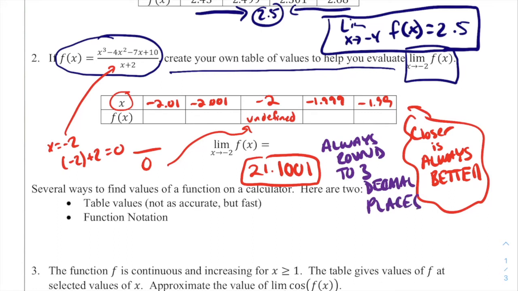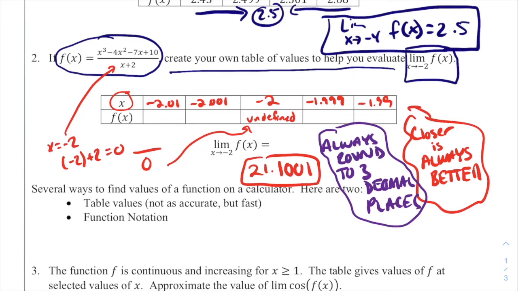We always round to 3 decimal places in AP Calculus. And this is a standard on the AP exam. We're going to need to do this all throughout the year so that we get used to it. They expect you to round to 3 decimal places, which actually means if you round to 1 or 2 decimal places, your answer will be wrong. They require that you do it to 3 decimal places.